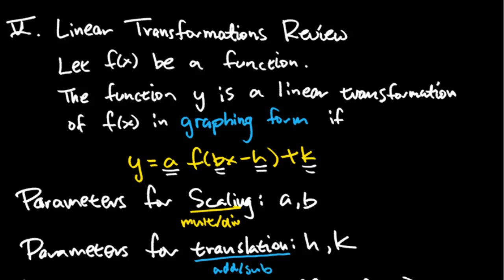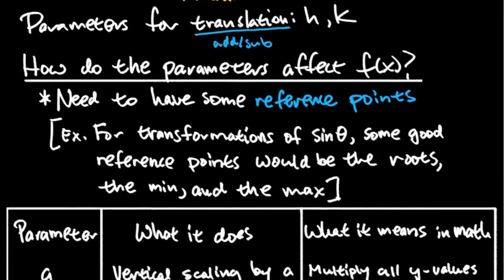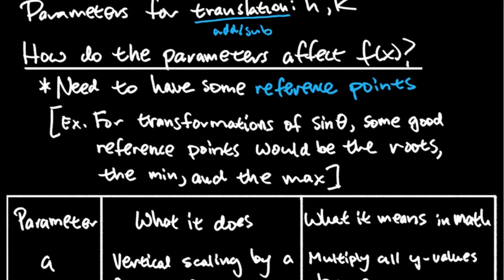Alright, so how do parameters affect the function? The first thing is that you're going to want to get some reference points. Quick example: if you have the sine function, you're going to want to find the roots, so the x-intercepts, the min and the max, as your reference points.